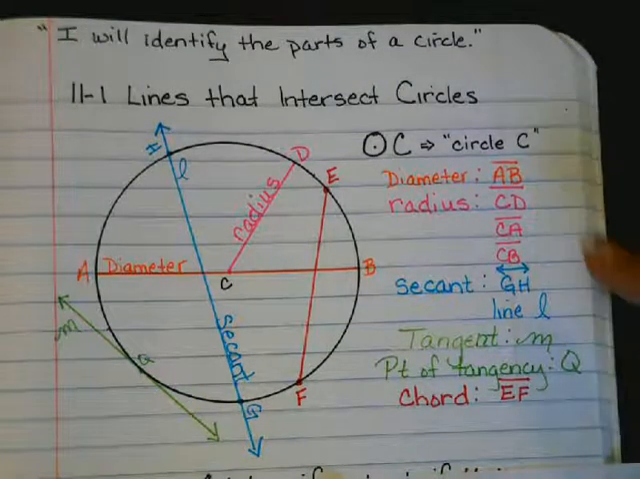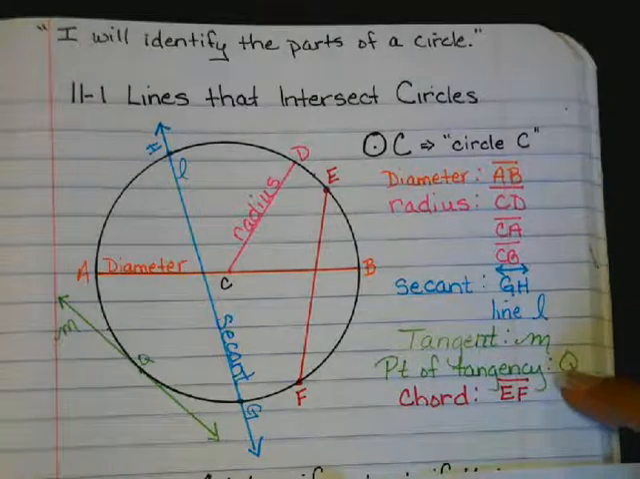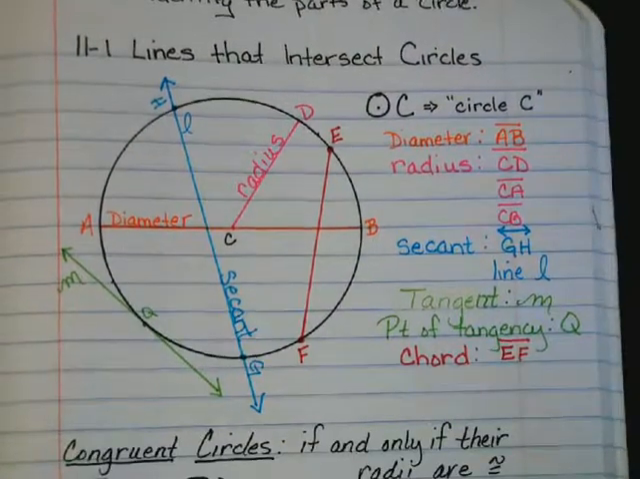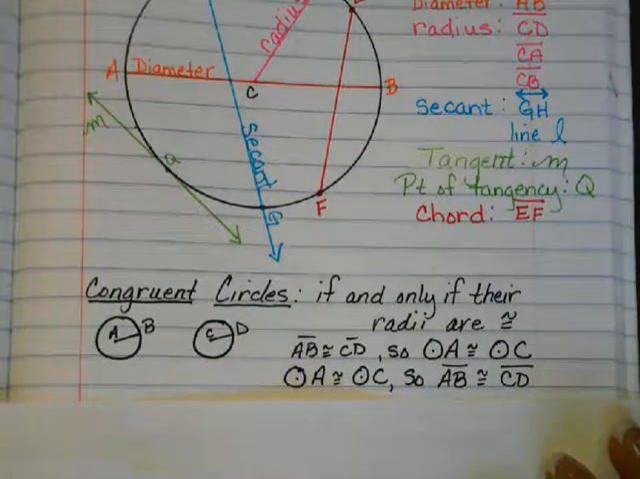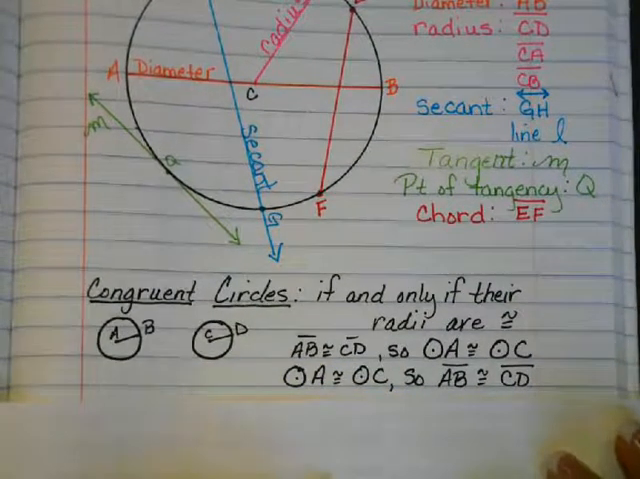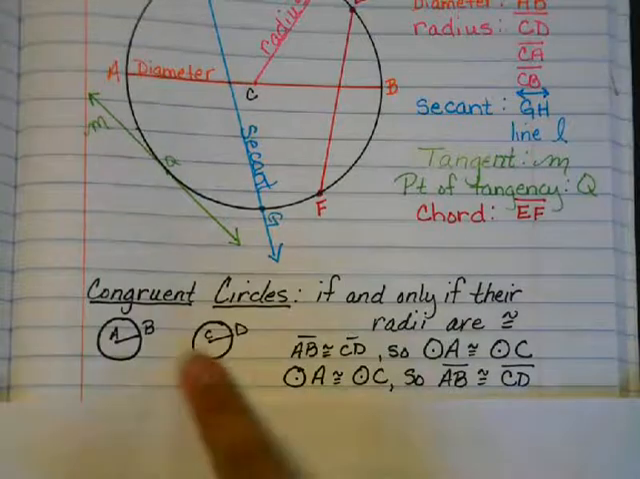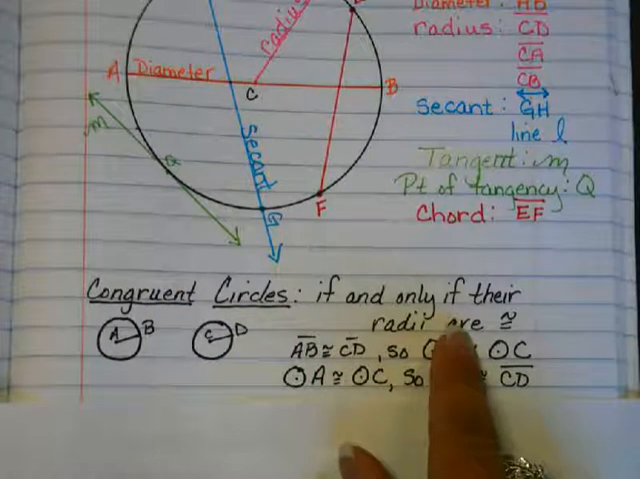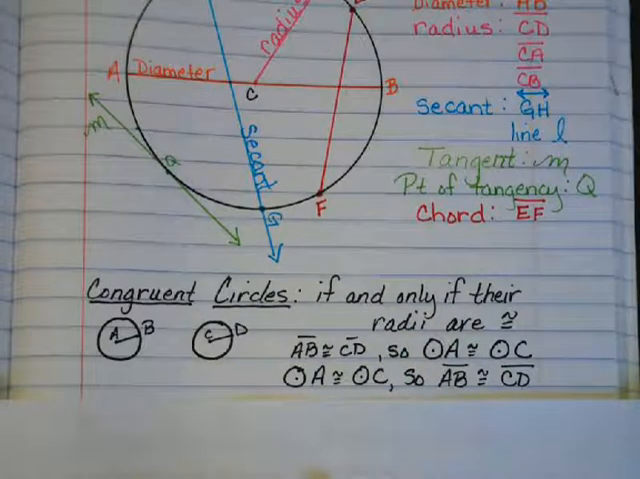Today you've learned secant, tangent, and chord. All right, the next little piece I have for you is where we talk about congruent circles. You've seen lots of these out in the world, but circles are congruent if and only if their radii are exactly congruent to each other.